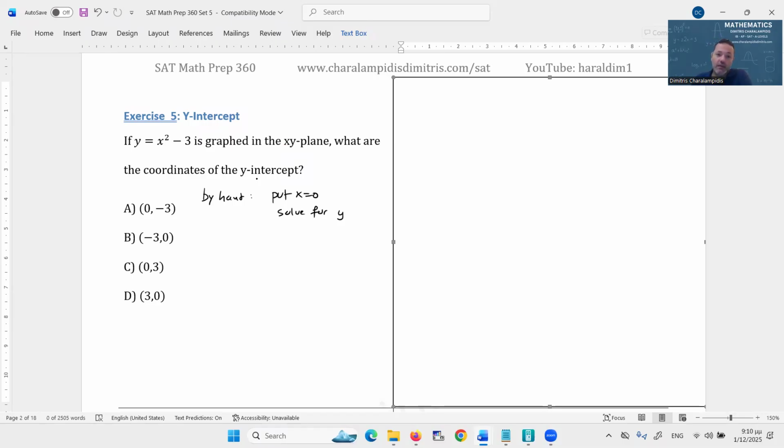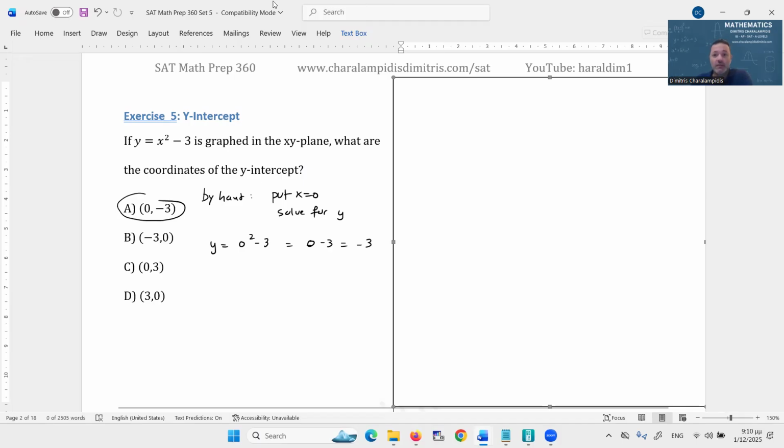If I do that, I would get that y is 0 squared minus 3, which means 0 minus 3, which is obviously equal to negative 3. So the y-intercept is negative 3, which means that the coordinates of that point, since it's a y-intercept and we put x equals 0, would have been (0, -3), which would have made A the right answer for this question.